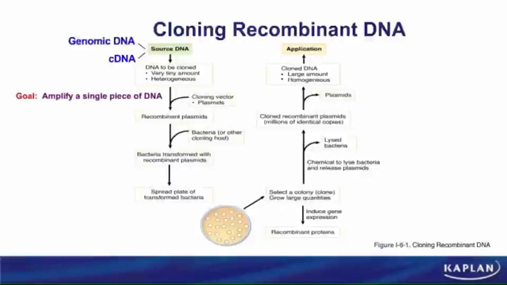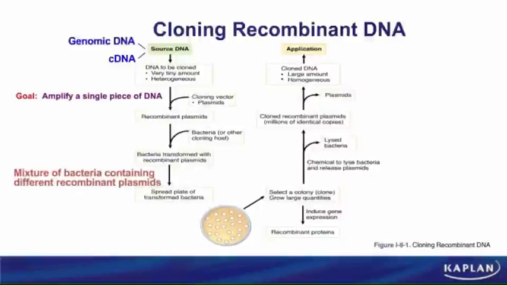coli avidly takes up the bacterial plasmids. And importantly here, we have to generate a mixture of bacteria, each containing different recombinant plasmids. Some bacteria will have the plasmid which has the insulin gene. Other bacteria in this mixture will have plasmids which have the alpha globin gene. Other bacteria have the beta globin gene or whatever. So we have a mixture of bacteria containing different recombinant plasmids.